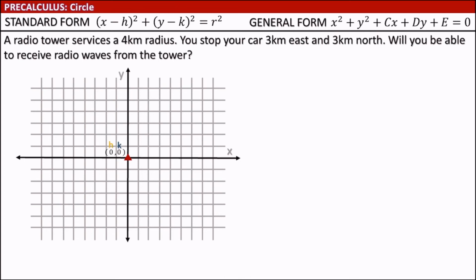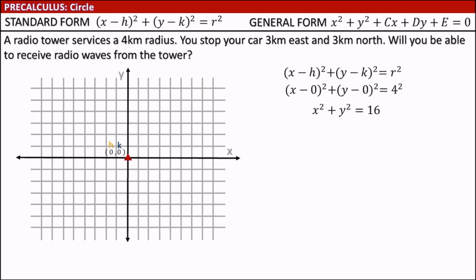Now, since meron na tayong h and k at meron na tayong radius which is 4 given in our problem, we can already substitute these values to our standard form. This will become x minus h, which is 0, quantity squared, plus y minus k, which is 0, quantity squared, is equal to r, which is 4, squared. Simplifying this, we have x squared plus y squared is equal to 16.